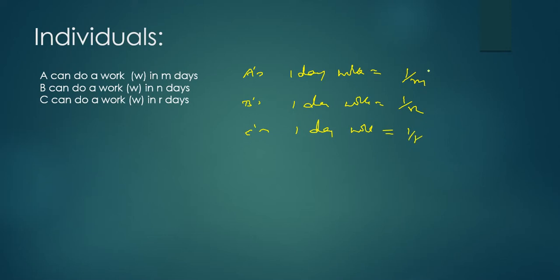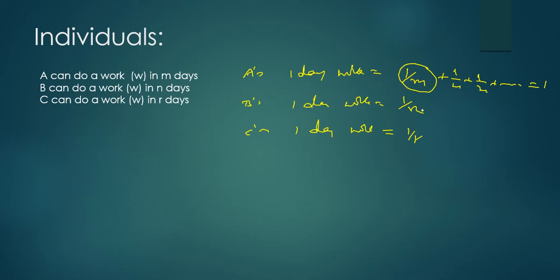It means, what does it mean? They are doing 1 by Mth part of work in 1 day. Likewise, if they do it for M days, 1 by M, 1 by M, and so on for M days, the sum will be equivalent to 1. It means one complete work.